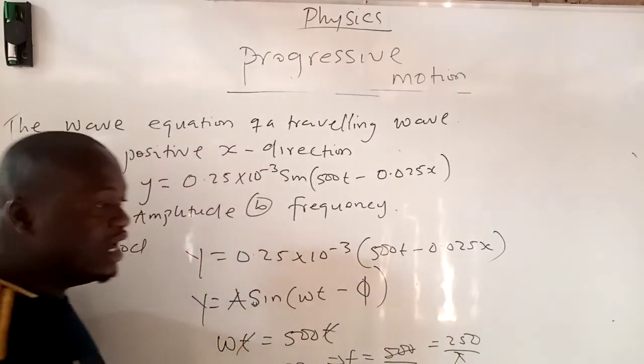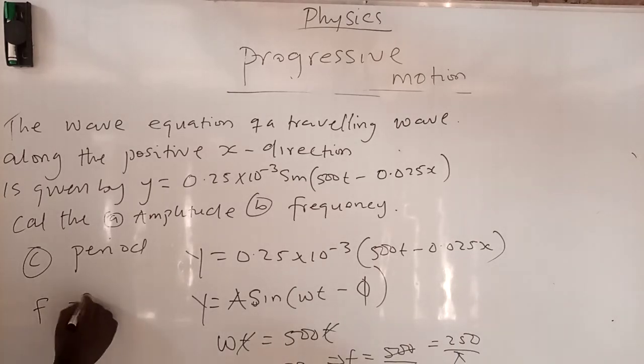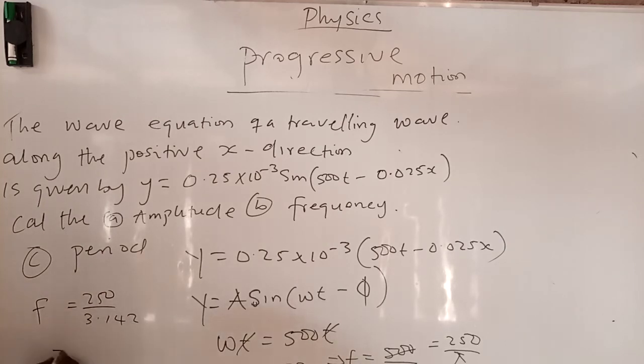Please note very well that π is 3.142. So all I need to do right now is bring it to this side. So f = 250 all over 3.142. And if you punch it in your calculator, what you should get is 79.567. And that will be your answer in hertz. The SI unit of frequency is hertz.